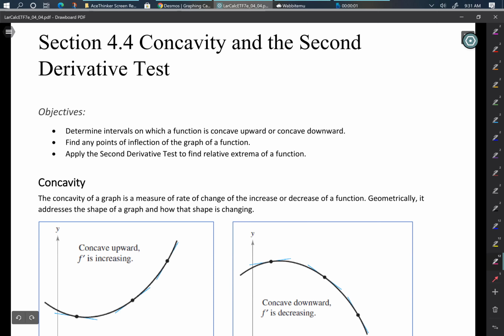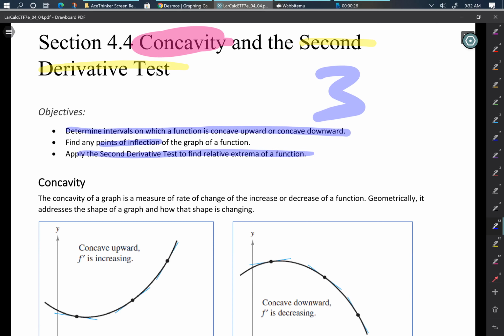In section 4.4, we're going to take a look at a concept called concavity, and then we'll also take a look at something called the second derivative test, which, if you remember from section 4.3, we had a first derivative test. Now we have a second derivative test. We have a couple of objectives here. One of them is to determine intervals in which a function is concave up and down, find points of inflection, and then apply the second derivative test. So just 3 short things in this section. It's actually a fairly quick section.